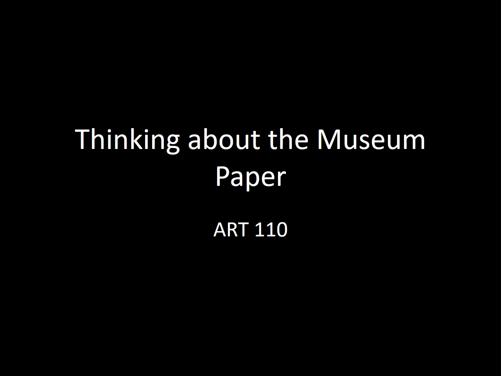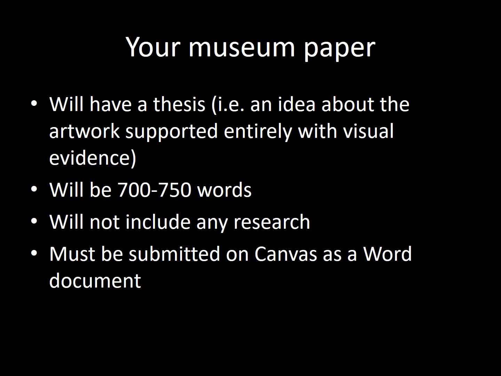This is a video to help you think about writing your museum paper for Art 110. Okay, so your paper is going to have a thesis. This is an idea about the artwork supported entirely with visual evidence. It will be 700 to 750 words. It doesn't need any kind of research outside of what we're doing in class or perhaps the label of the object at the museum. You must submit it on Canvas as a Word document.